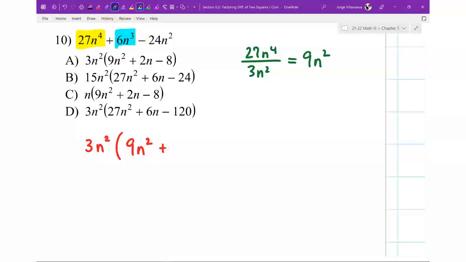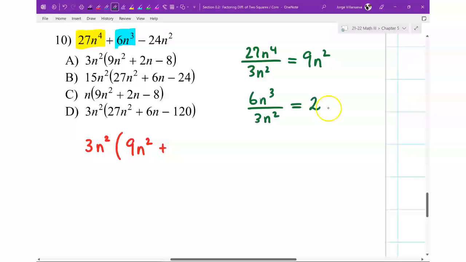now look at this part right here, the 6n cubed. So 6n cubed divided by 3n squared. So 6 divided by 3 is 2. N to the 3rd divided by n squared. Remember, to subtract the powers. 3 minus 2, that's a 1. So it's just n to the 1st. So this will be 2n.